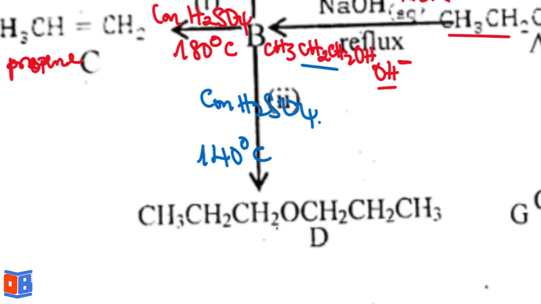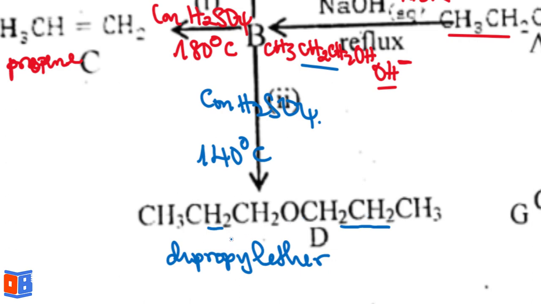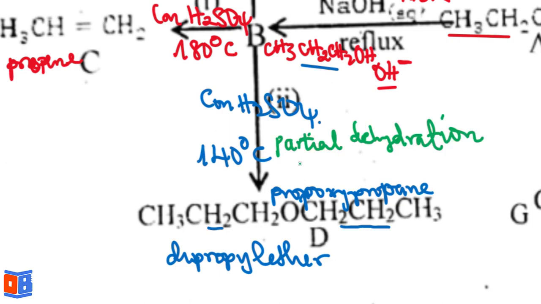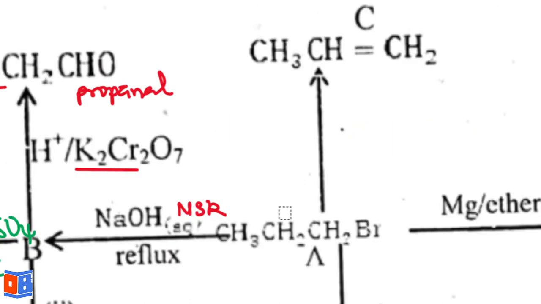And this ether is called dipropyl ether, because we have a propyl group here, and this is also a propyl group. Since there are two propyl groups, that is 3 carbon atoms, it will be dipropyl ether, or it can also be called propoxypropane. So when B, which is an alcohol, undergoes partial dehydration, it gives rise to an ether. So this reaction is called partial dehydration. Now let's come back to A.